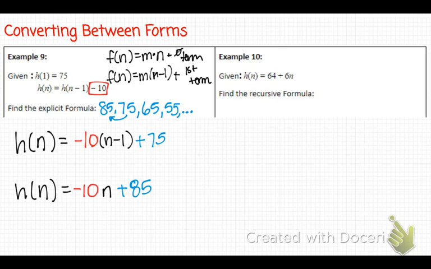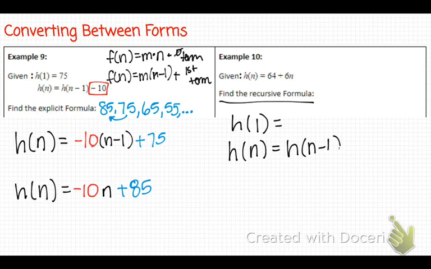Okay, so when I see find the recursive, this is where I always, oh, and actually, I think I've been writing F all day. It should be H. I always write H of 1 equals and H of n equals H of n minus 1, because now all I have to do is fill in my first term and my pattern rule. Do I know my first term from this explicit formula? No, I don't. Because which term does this explicit formula use? 0. It uses the 0 term, and I know that because it's just n by itself.